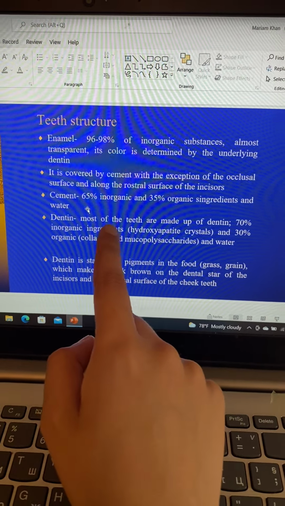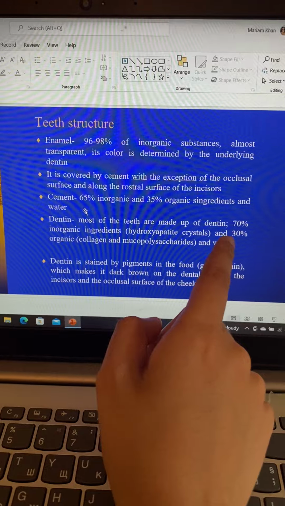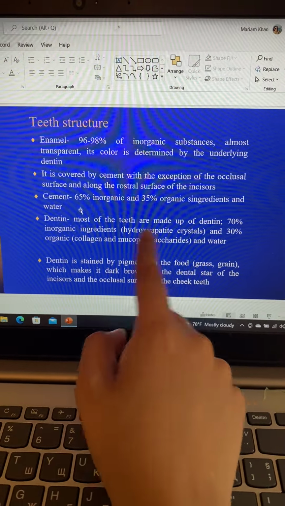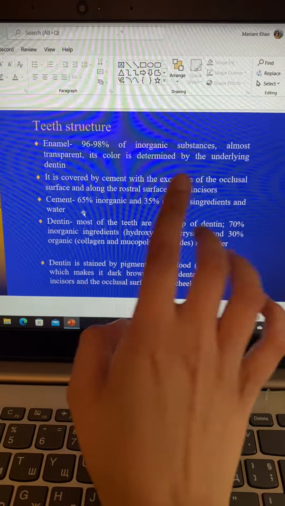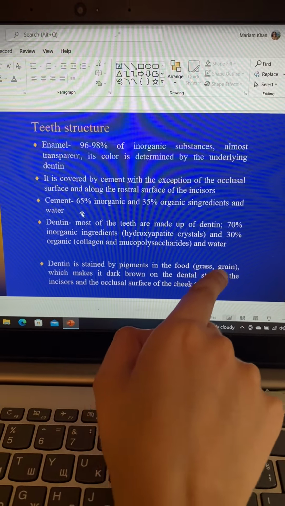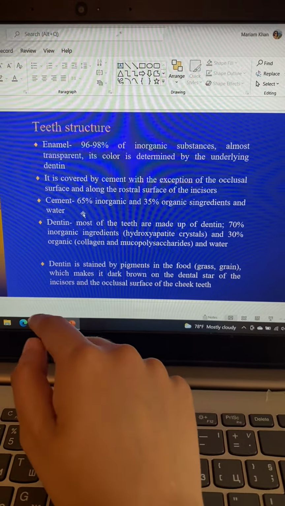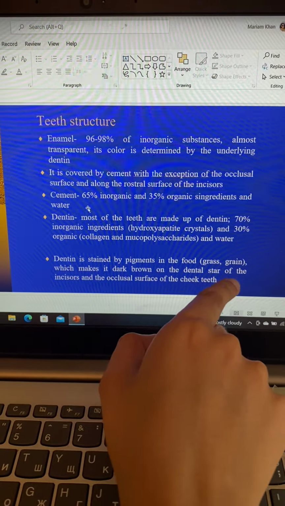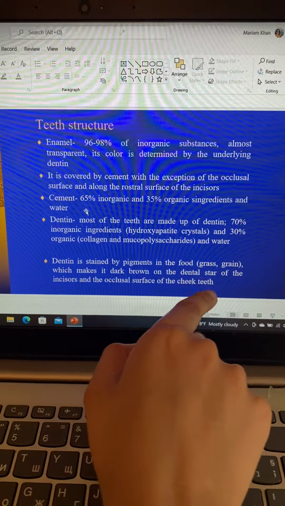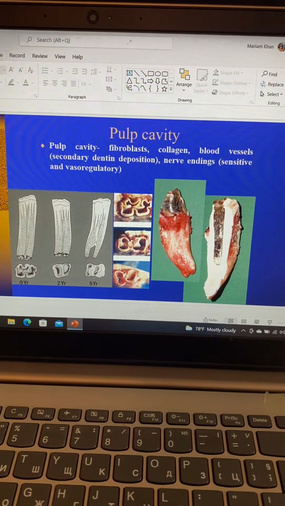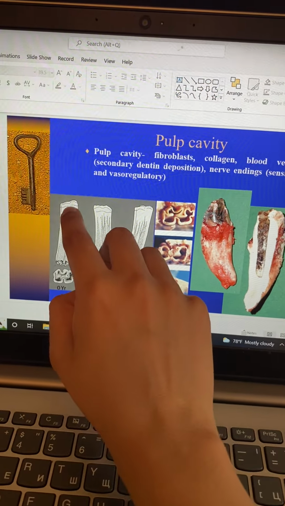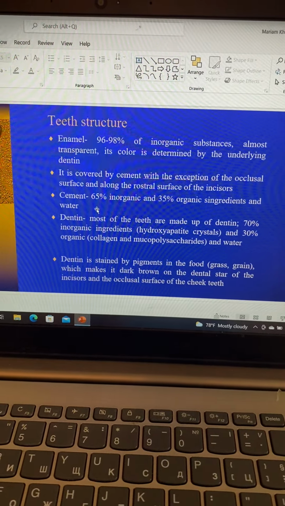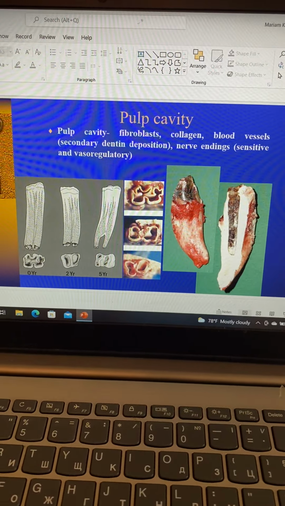And water. Dentin, so most of the teeth is made up of dentin. That's the same with us. The enamel is just the surface layer. And 30%, that's fine. Dentin is stained by pigments in the grass and grain, which is why horse teeth are like gross. So it makes the teeth dark brown on the dental star of the incisors and the occlusal surface of the cheek teeth. So I think it basically means this surface of the tooth. They call that the dental star or the occlusal surface of the cheek teeth. So these are the premolars and molars.